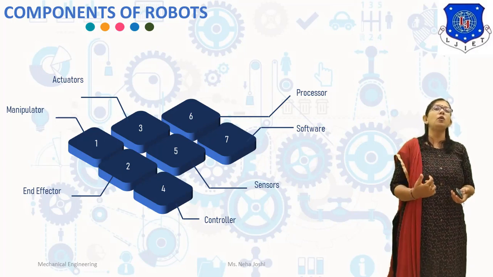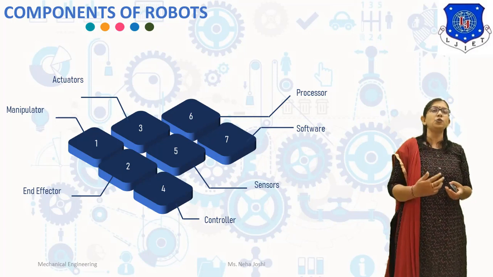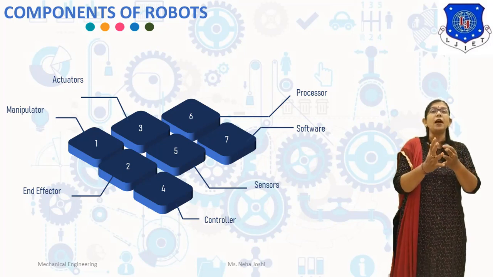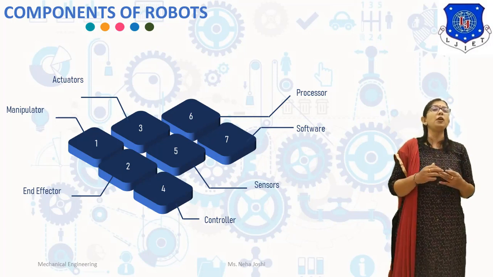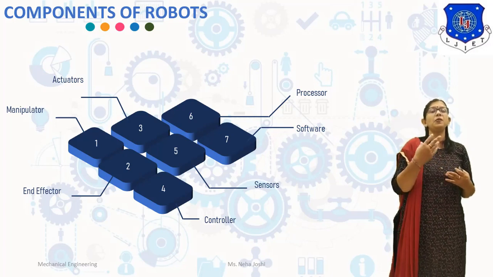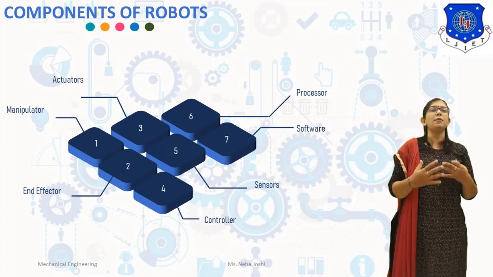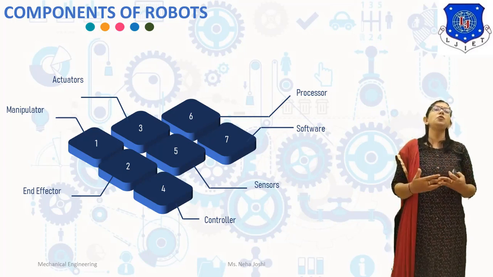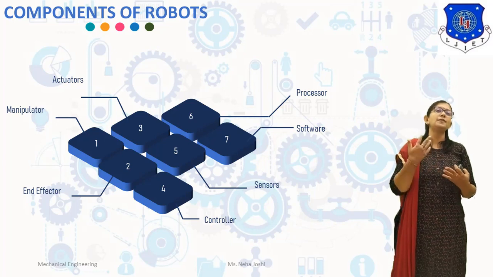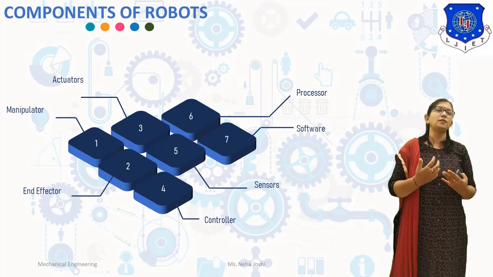The next component is actuator. The actuators are drives used to actuate the joints of the manipulator. They produce relatively rotary or linear motion between the two links of the joint. In short, they are muscles of the manipulator. The common actuators which are used in robotics are servo motors, stepper motors, pneumatic cylinders and hydraulic cylinders.